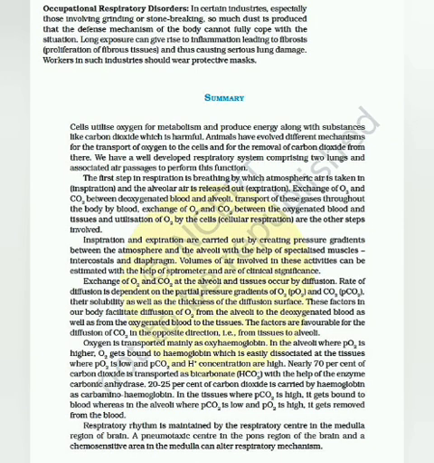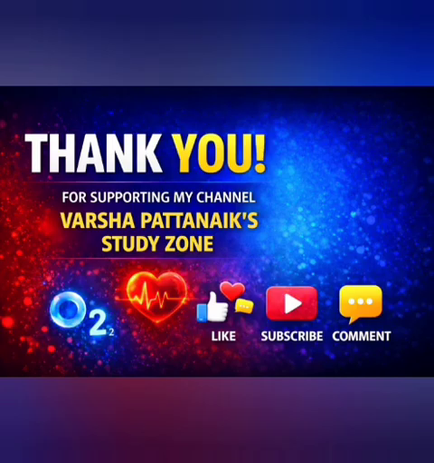Respiratory rhythm is maintained by the respiratory center in the medulla region of the brain. The pneumotaxic center in the pons region of the brain and a chemosensitive area in the medulla can alter the respiratory mechanism.